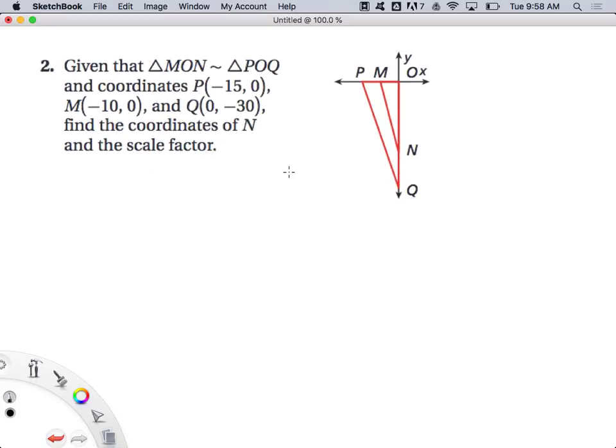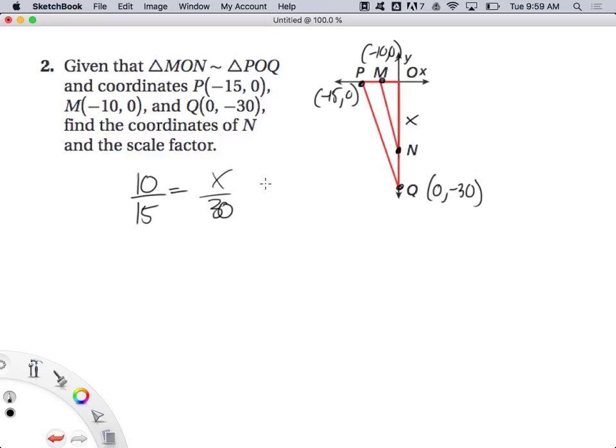Okay, it gives us the location of the points. -15, 0. M is -10, 0. Q is 0, -30, and it asks us for N. Well, how do I do it? I do 10 over 15 equals x over 30. You see? And just multiply by 30. And I get 300 over 15 is 20. So there you go. 0, -20. Does that make sense? Any questions on those? Okay.